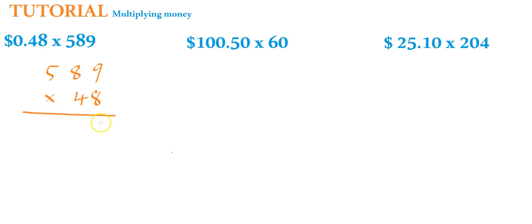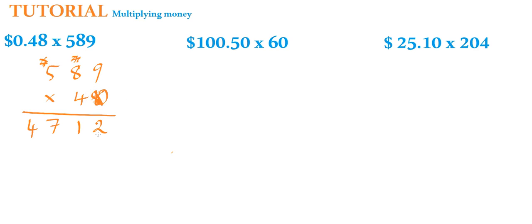So 8 times 9 is 72. 2 goes there. 7 gets carried. 8 times 8 is 64. Plus 7 is 71. So again, carry the tens digit. 8 times 5 is 40. Plus 7 is 47. And we write that down. Okay. So now we're finished with the 8.